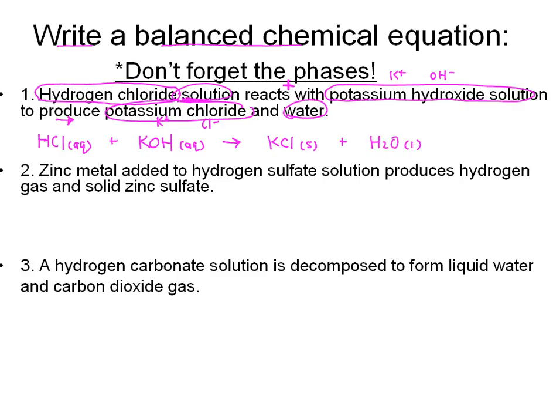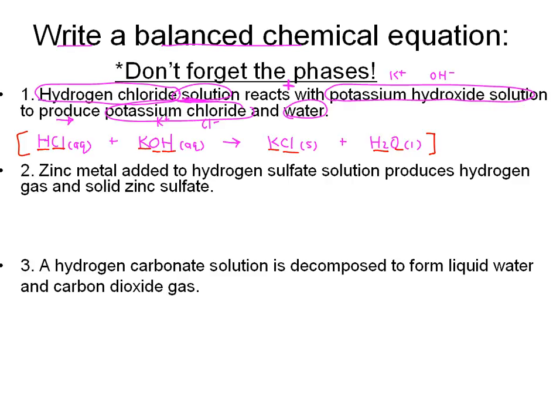Okay, and then we're going to balance this equation out. So let's change my ink color here. We have 2 hydrogens on the left. I have 2 hydrogens on the right. I have 1 potassium, 1 chlorine, and I have 1 oxygen and 1 oxygen. So this is already balanced and it's good to go as is.